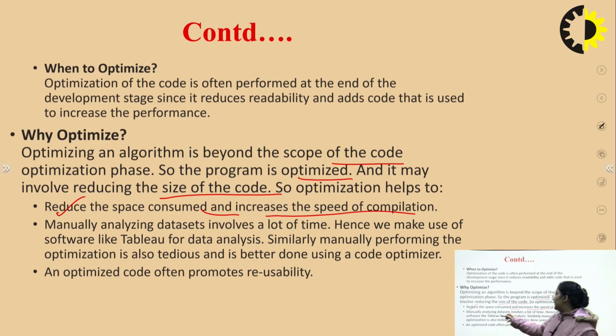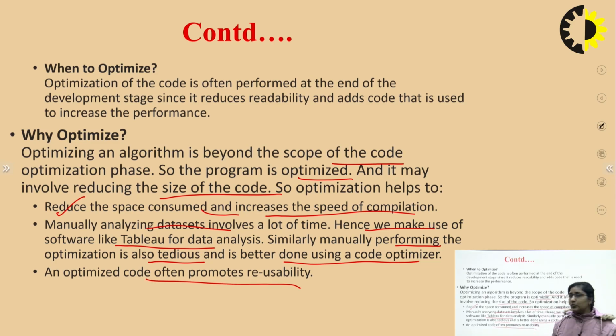Second, manually analyzing the databases involves a lot of time, and hence they can make use of software like Tableau for data. Similarly, manually performing the optimization is also tedious in nature, and it is better done with the help of the code optimizer only. An optimized code can often promote reusability. If I optimize a certain code, it has been found that such code increases code reusability as well. So for this, optimization is required.